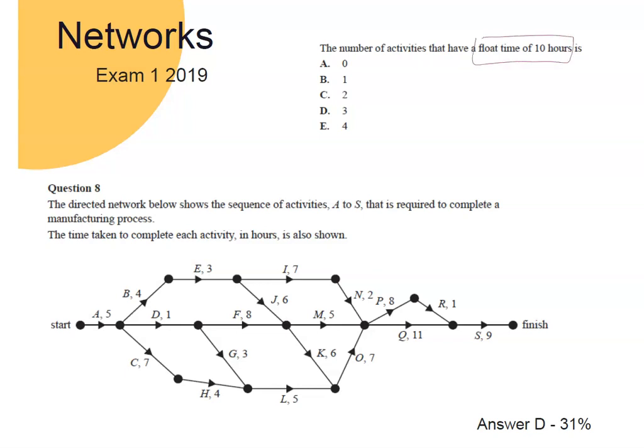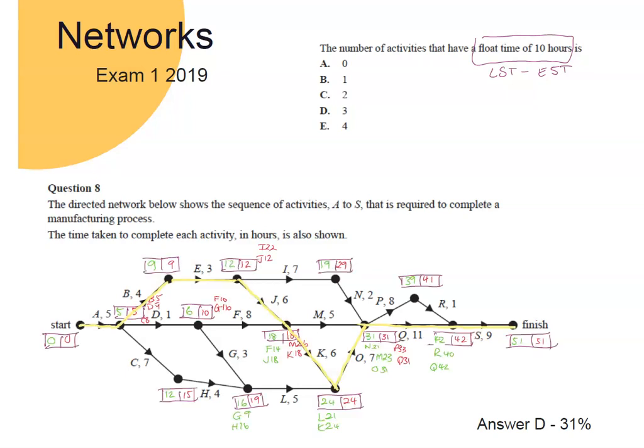hours? So remember, to get your float time, you're talking about the difference between your latest start time and your earliest start time. And so in order to work that out, we're going to need to do a full forward and backward scan so that we can see each of those values for all of our activities shown. Okay, so I've gone ahead and done a full forward backward scan, and I've also highlighted the critical path just so we can see definitely what activities not to include.